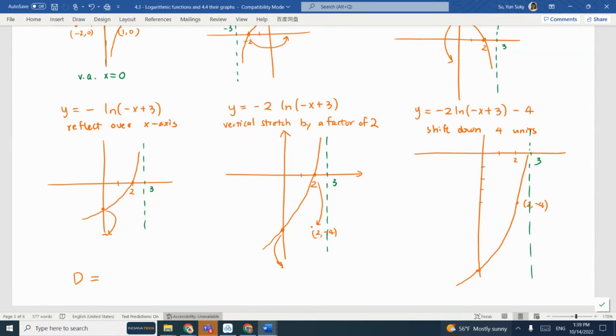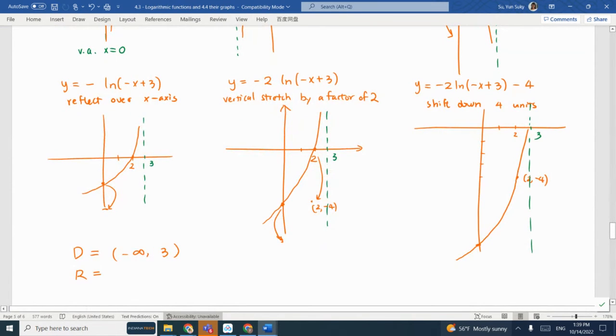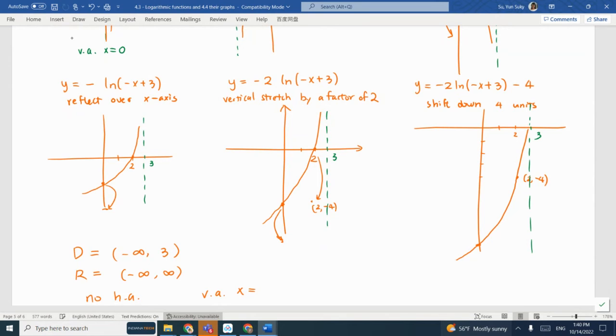Negative infinity to 3. Do we include a 3? No. How about range? Yes, negative infinity to infinity. Good. Do we have a horizontal asymptote? No horizontal asymptote. Do we have a vertical asymptote? Yes, at x equals 3. Yes. So you answer like that.